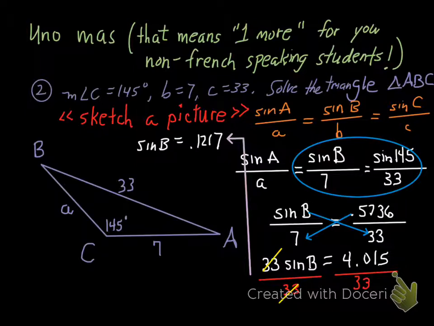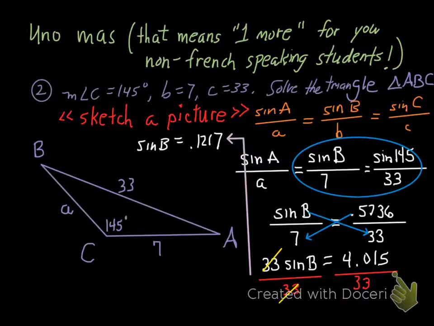Now here's where that roadblock is. The sine of angle B equals 0.1217. How would you solve that algebraic equation? How do you get B by itself? Do you divide both sides by sine? That seems a little awkward. I don't know if that's the right move to make. So here's where the roadblock exists.